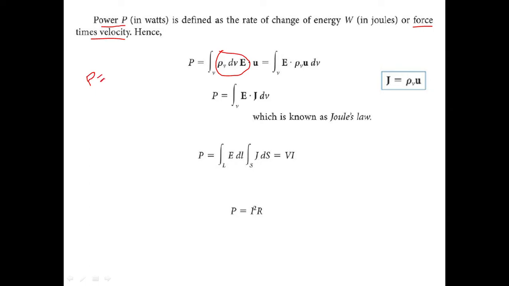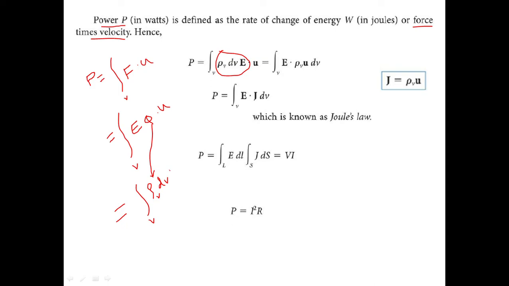We can take P is equal to the volume integral of force into velocity. How can I write force in terms of electric field intensity? Force is equal to E into Q, and this velocity will be as it is, right? Now how can I write Q? Q can be written with respect to volume as rho V into dV. So this Q I'm writing as rho V into dV.